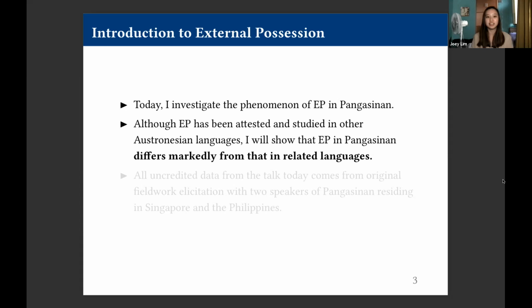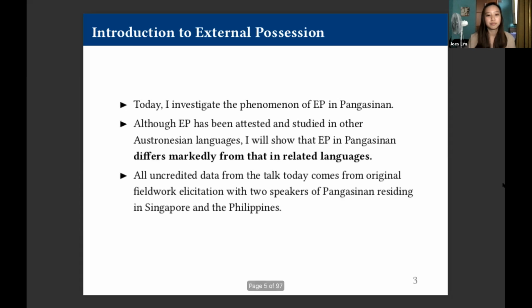Today, I'll investigate the phenomenon of external possession in Pangasinan, which is a northern Philippine language. Although external possession has been attested in other Austronesian languages, I'll show that in Pangasinan, this phenomenon differs. All my uncredited data today will come from original field elicitations with native speakers of Pangasinan.